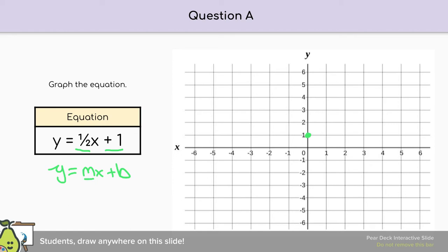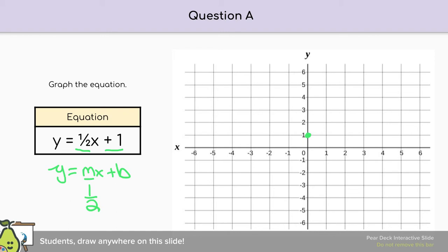So the first thing that we want to recognize is the slope in this equation is positive 1/2. And the key is to look and make sure that it's positive. So since the slope is positive, that means our line is going to be going uphill from left to right. So it's a good thing just to keep that in mind.